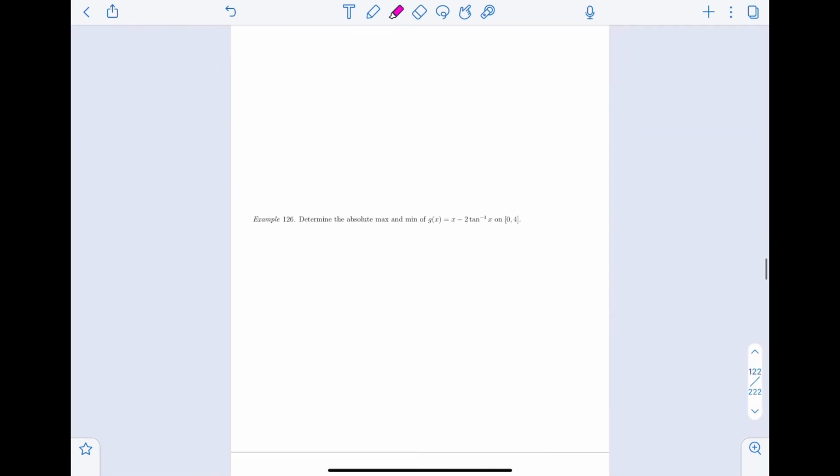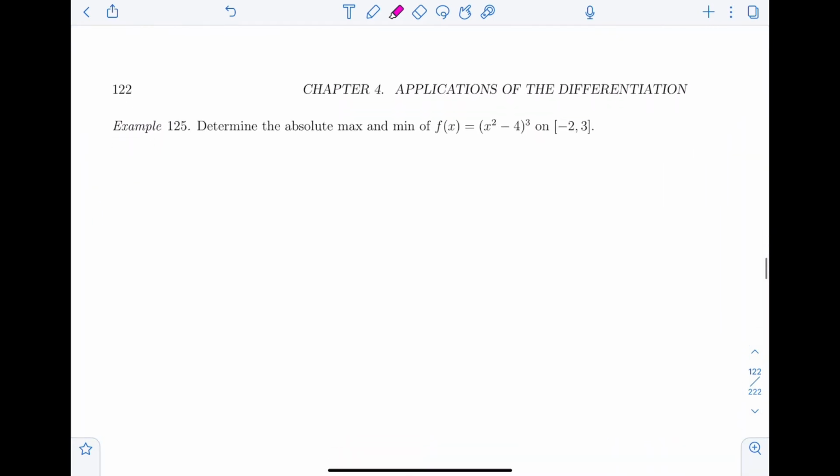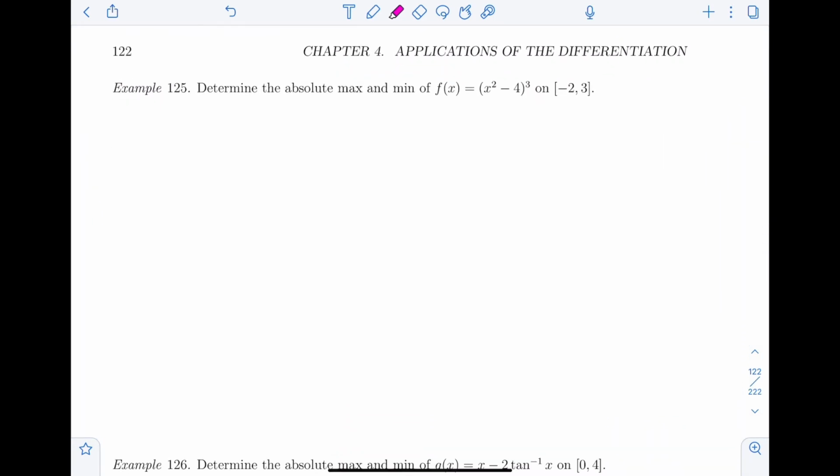Let's try another one. So determine the absolute max and min of x squared minus 4 cubed on the interval -2 to 3. Now, we could certainly expand that out, but let's definitely not do that. It is continuous, so let's find the critical points. F prime of x is going to be 3 times x squared minus 4 squared times 2x. And this is a lovely problem in that it is already factored, right?